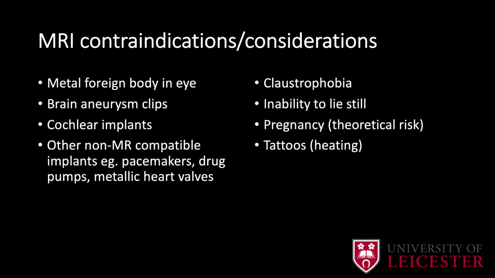That's why if patients have metal foreign body in the eye, you don't want to put them in there, because that could be dislodged, or brain aneurysm clips can be dislodged. You can understand why these are important considerations, and you should be asking patients before having the scan, do you have a pacemaker? Do you have any medical device or any foreign body anywhere in your body?